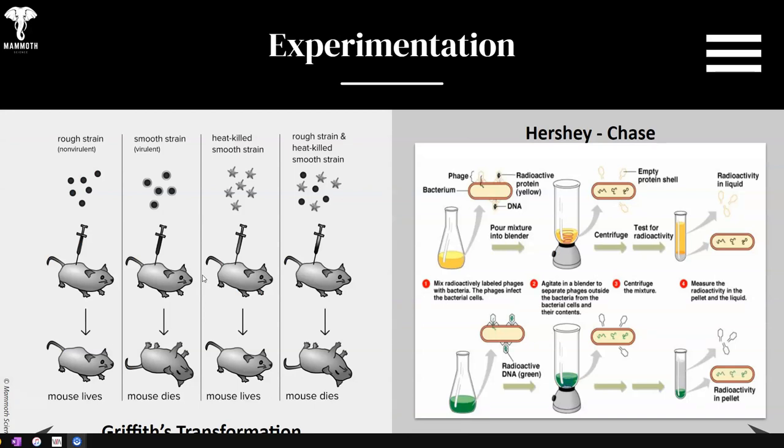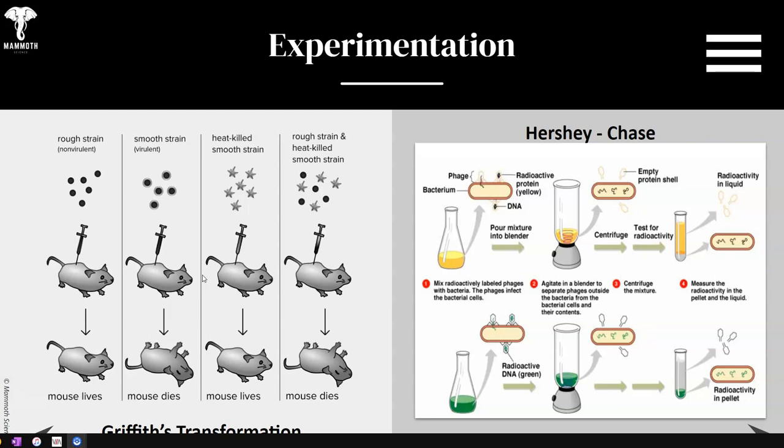So the Griffith transformation on the left: you had a rough strain that was supposedly non-lethal, and the mouse lived. And then you had a smooth strain that was actually virulent, and the mouse ended up dying. Then you heat treated the smooth strain, and the mouse lived. Then you combined the rough and heat-treated smooth strain, and the mouse ended up dying. What that told you was that the DNA was responsible inside that virulent strain.